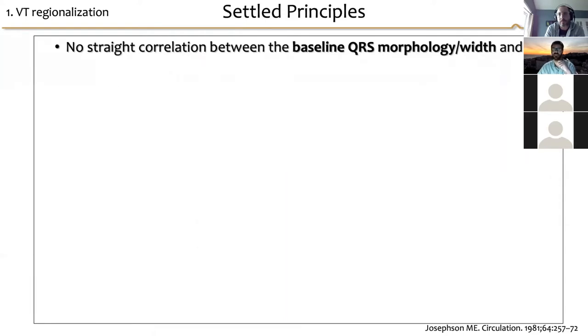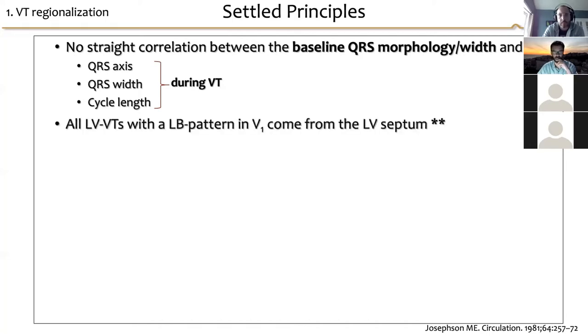These classical criteria settle the following principles. First, we don't have to pursue a correlation between the baseline QRS morphology or duration with the QRS width or cycle length during VT. There is no correlation. So regardless of a bundle branch pattern in baseline rhythm or the QRS duration in baseline rhythm, we won't expect to have a linear correlation with the QRS width or other parameters during VT.